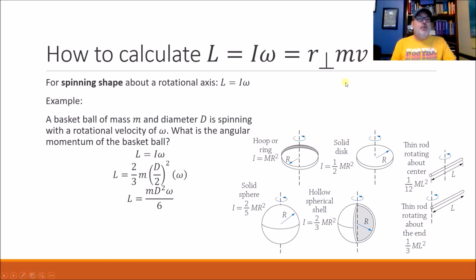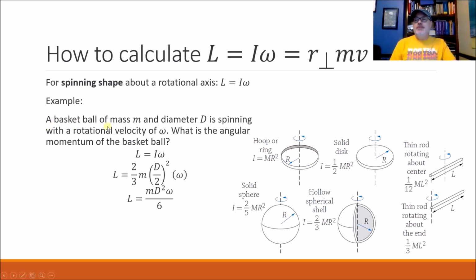So how do we calculate angular momentum? Because we have two different equations. Well, it depends on the object. If we have a spinning shape, like one of these that we saw earlier when we talked about torque, like a hoop or a ring or a basketball or a meter stick and they're spinning about an axis, then all we need to do is pick up their rotational inertia, I, and plug it in the equation to multiply by how fast they're spinning about that axis.